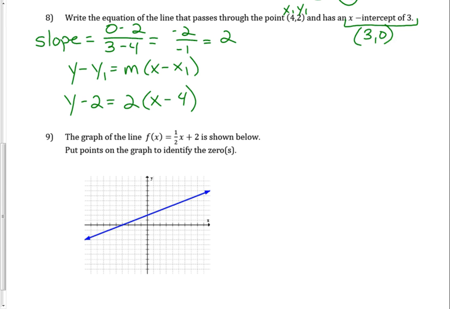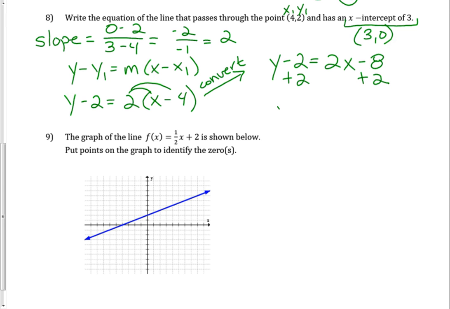But on the SOL, you're probably going to see slope-intercept, so we want to convert it. The first thing we're going to do to convert is distribute, giving us y minus 2 equals 2x minus 8. We're simply trying to get y by itself, just like the previous problem. So after we distribute, we're going to add or subtract the number next to y. In this case, it was y minus 2, so we're going to add 2, giving us y equals 2x minus 6. So here you have the equation in slope-intercept form.